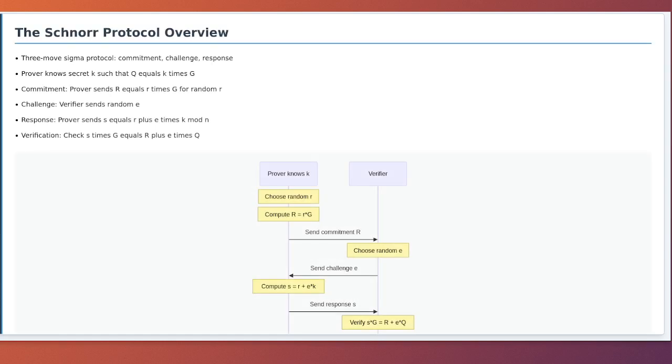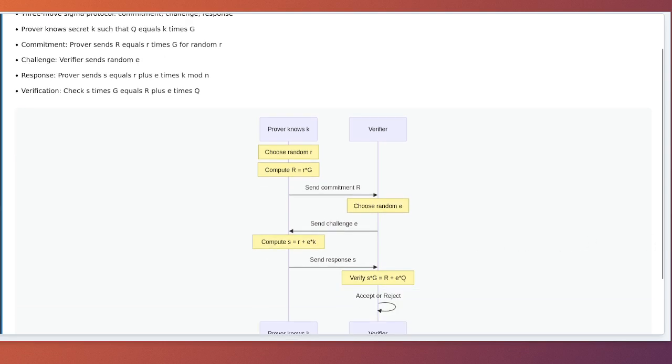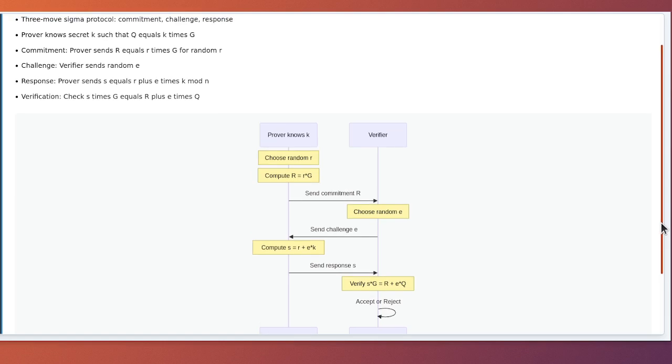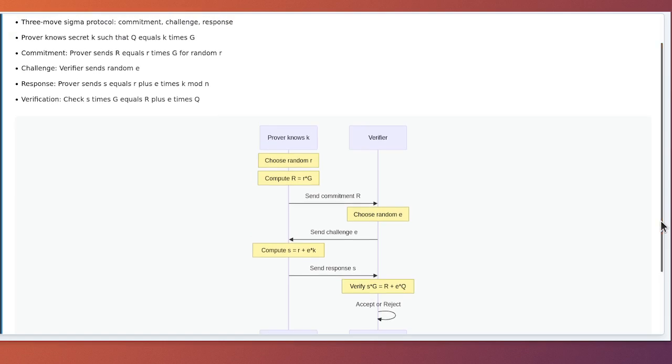The Schnorr Protocol Overview. The Schnorr Identification Protocol is one of the most elegant and widely used zero-knowledge proof systems for proving knowledge of discrete logarithms on elliptic curves. It was invented by Klaus Schnorr in the late 1980s and has become a fundamental building block in modern cryptography. The protocol allows a prover to convince a verifier that they know a secret scalar k such that Q equals k times G, where G is the base point and Q is the public key, without revealing any information about k. The beauty of the Schnorr protocol lies in its simplicity and elegance.